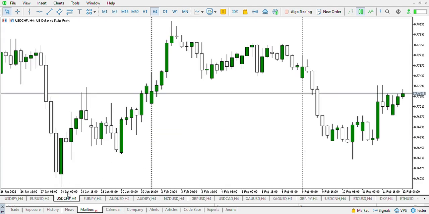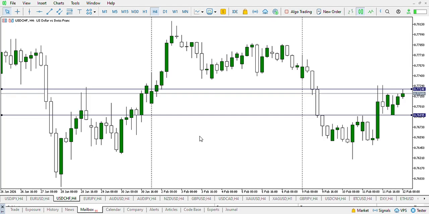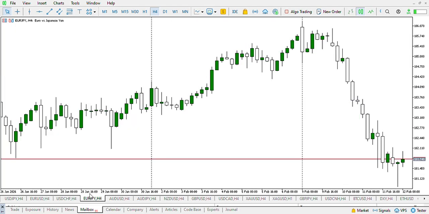Right here on USD CHF, you can see the high and the low. So what do we do? Clearly we mark it out. We have marked out the low, then we mark out the high, then we look out for price to do the needful.